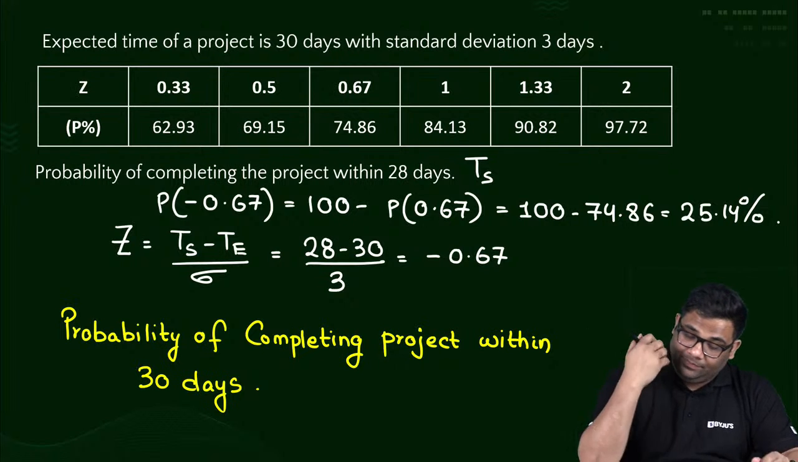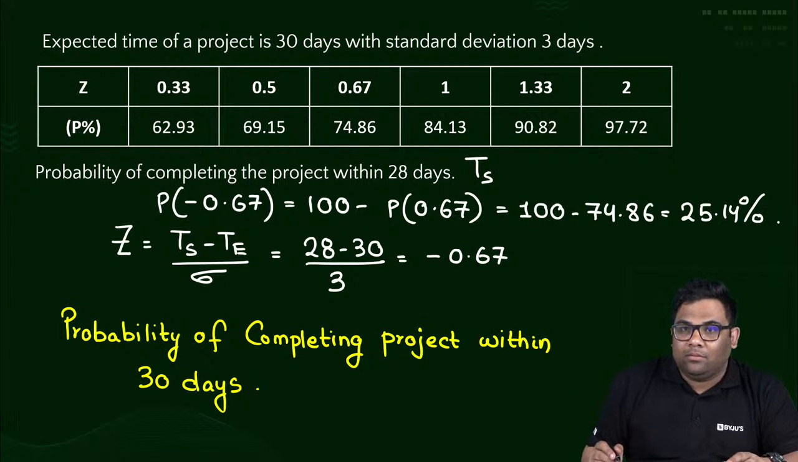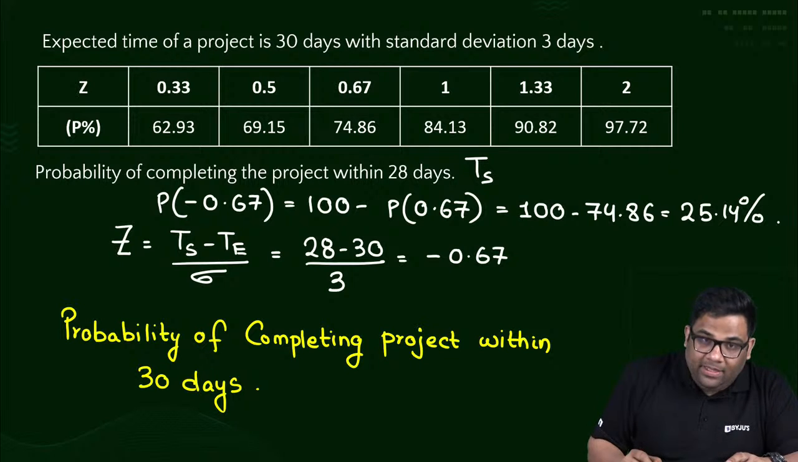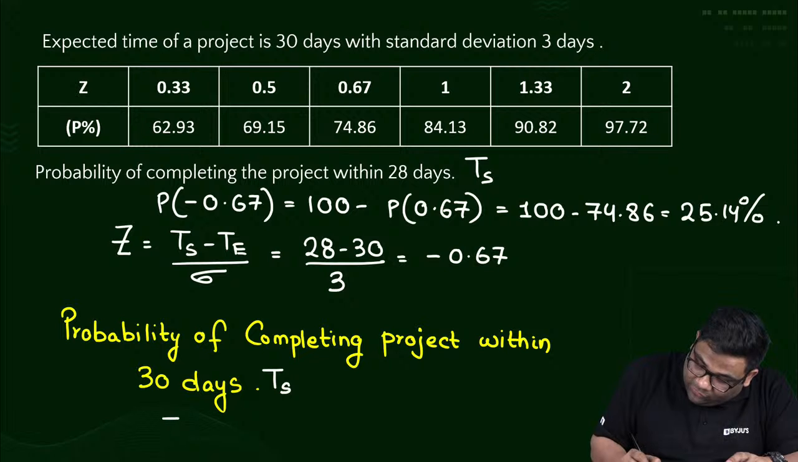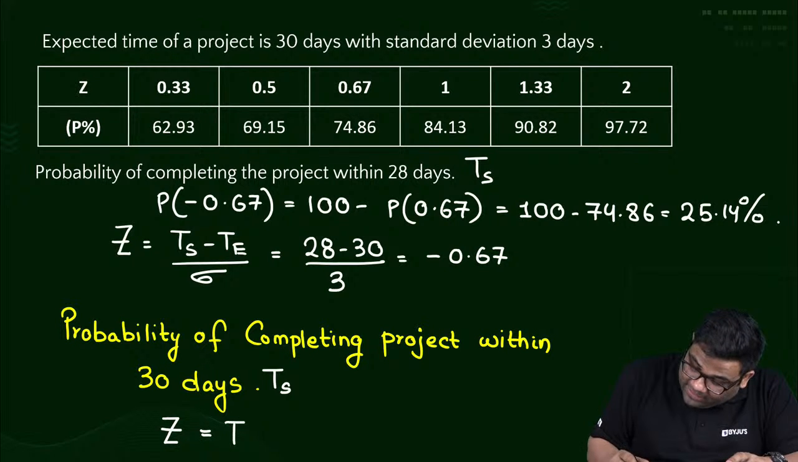What is the answer? Hurry. 50%. 30 days. This is TS now. So what becomes of Z? Z is equal to how much? Z is equal to, I can say, TS minus TE by sigma. Now TS and TE are the same.